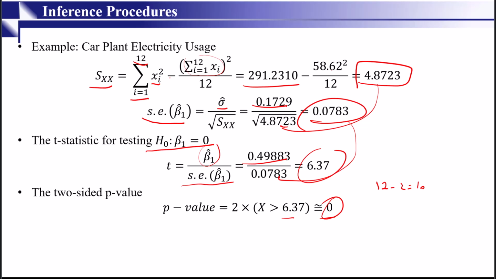So here, we found that the p-value is close to 0. It's not exactly 0, but it is close to 0, right? And here we reject the null hypothesis. The null hypothesis says beta 1 is equal to 0. When beta 1 is equal to 0, it means there is no linear relationship between y and x, right? But we reject this null hypothesis and we conclude that electricity usage depends on the level of production, because rejecting the null hypothesis suggests a significant linear relationship between the two variables. It means there is a significant linear relationship between production and electricity usage.